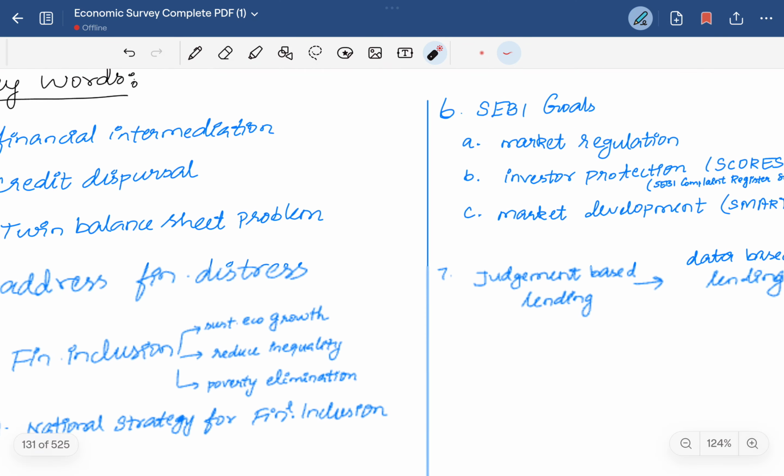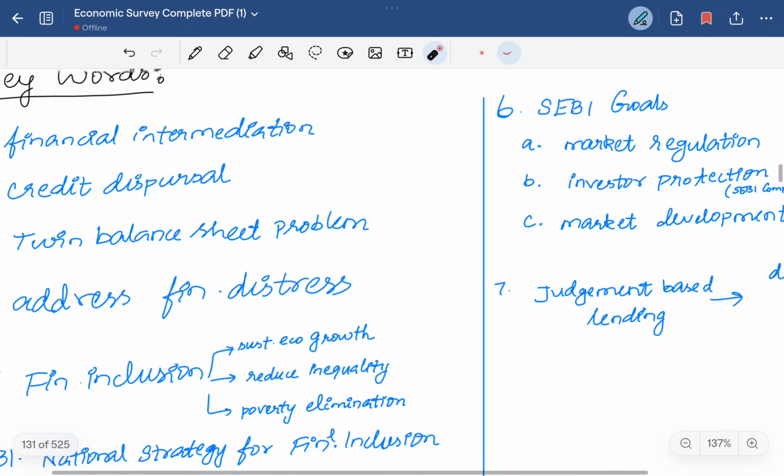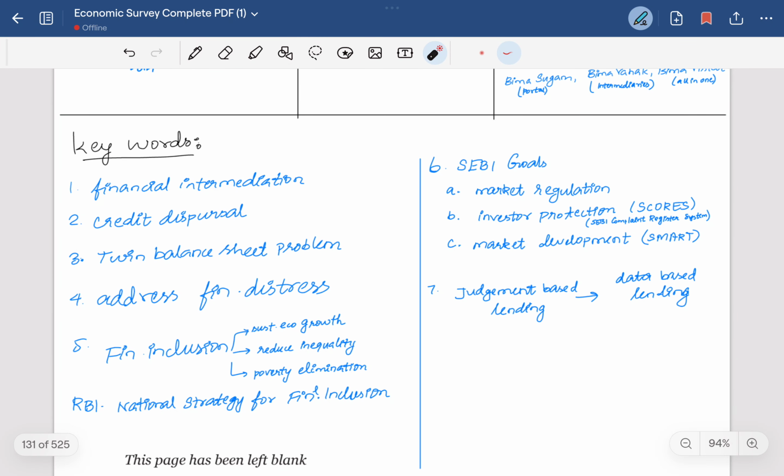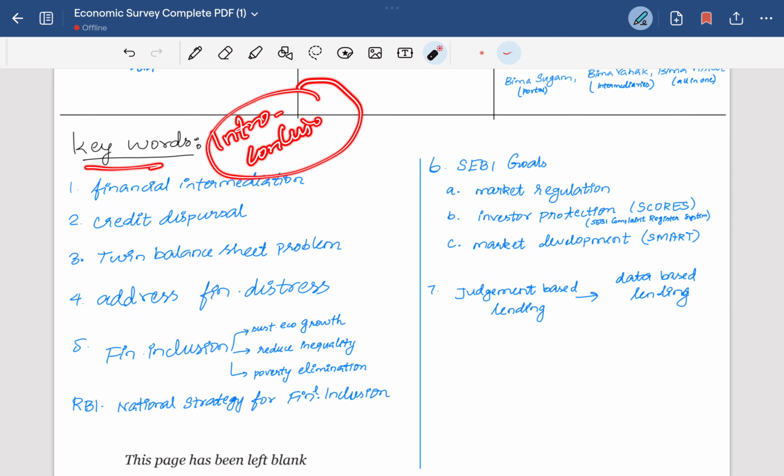Then some of the keywords here are the financial intermediation. The keywords I have mentioned here are for using in the intro and conclusion of the answers. It's better to prepare some basic keywords, because writing 20 questions in 3 hours is so difficult. So it's better to have some basic keywords so that they can be used ready-made wherever needed.